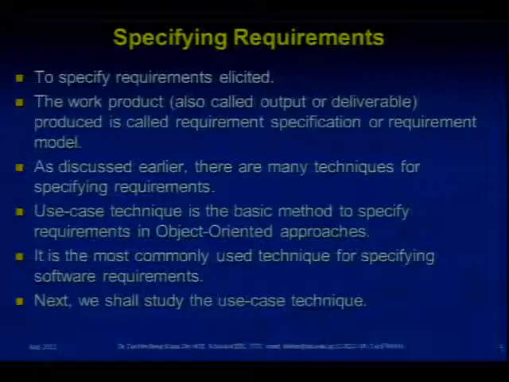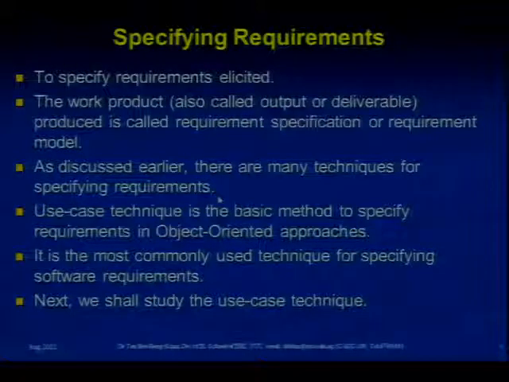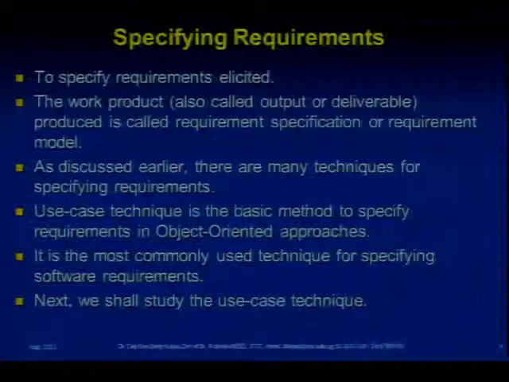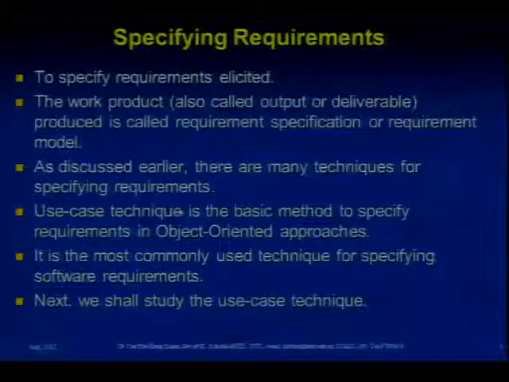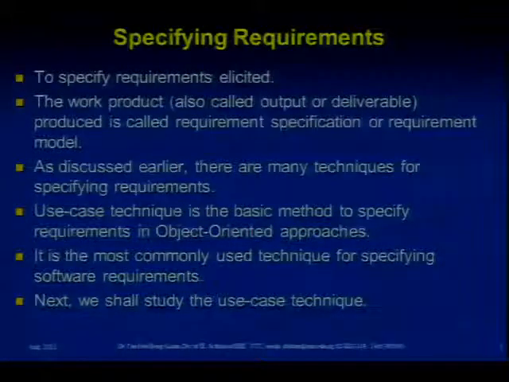So the end product, the deliverable that we produce from requirement gathering, is a requirement specification, and we can call it a requirement model also. The first technique we are going to discuss is the basic object-oriented technique for requirement specification. The name is called the use case technique. Next week we will study this technique. The use case technique is the basic method for specifying requirements in the object-oriented approach. So today I will stop here.